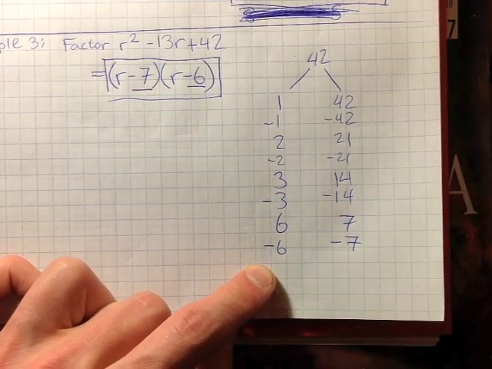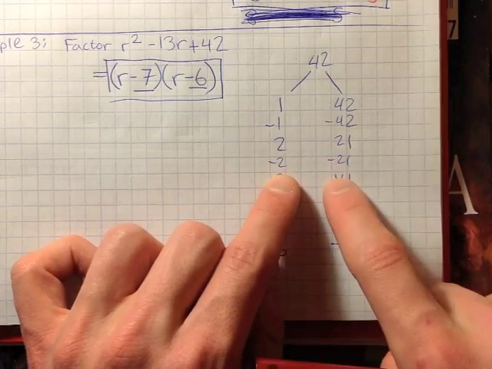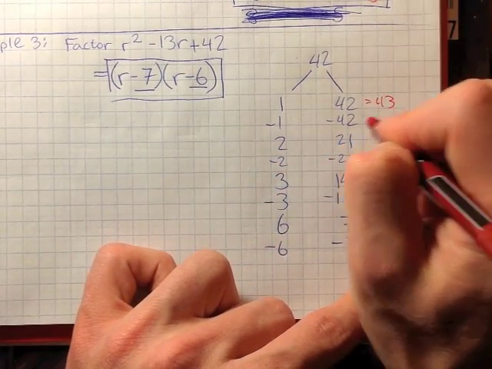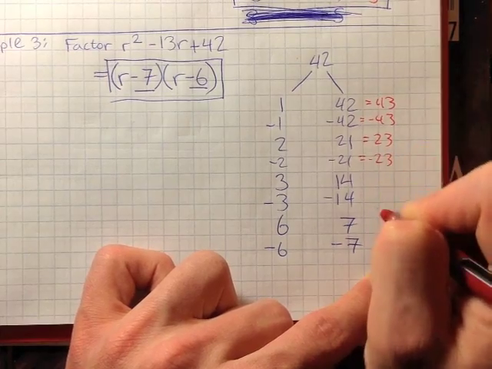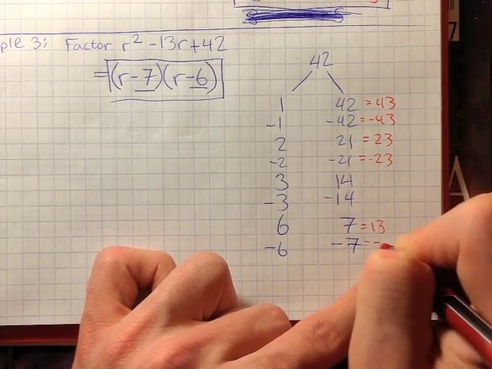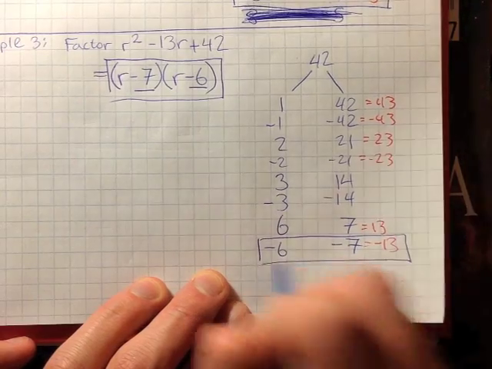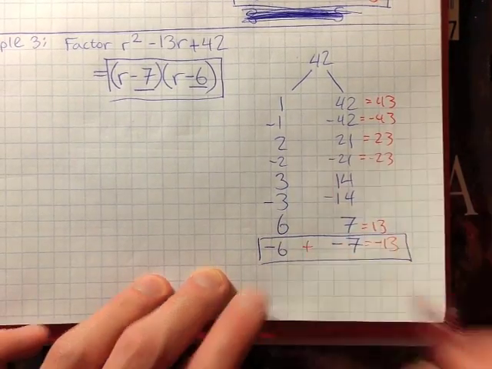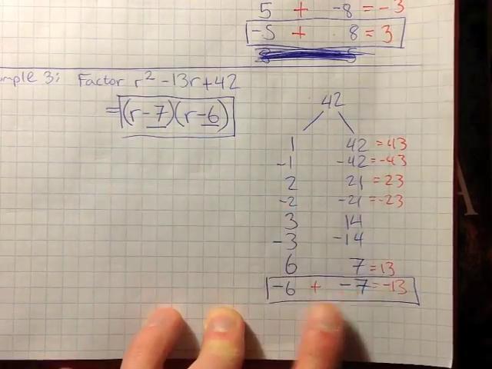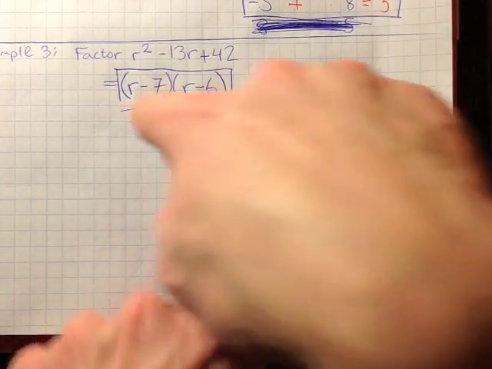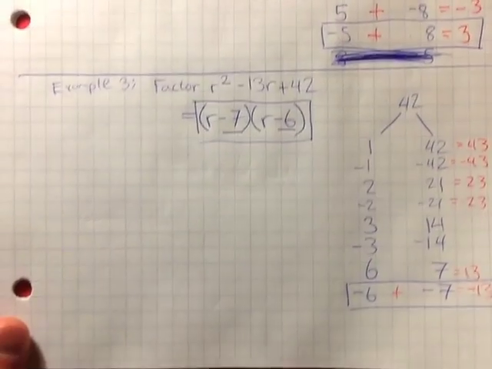Okay? Now, which ones of these factor pairs add up to negative 13? Well, this is 43, this is negative 43, this is 23, this is negative 23, and so on. This is 13, this is negative 13. Okay? So this right here is the answer. Negative 6 and negative 7. Notice, of course, that it doesn't matter what order you put these in. Okay? So I think that is it with factoring.